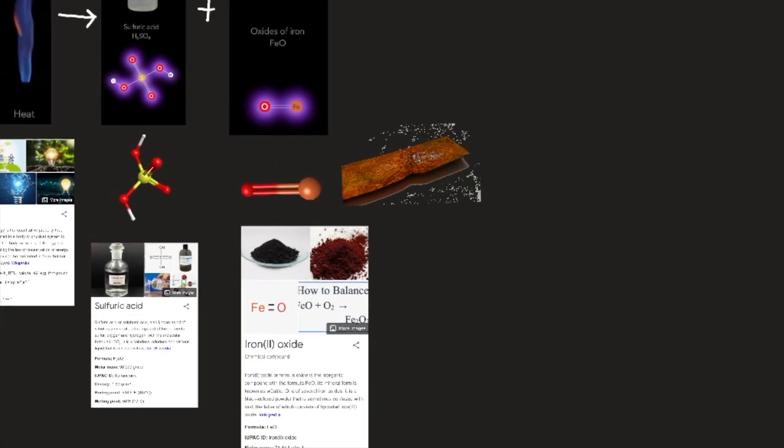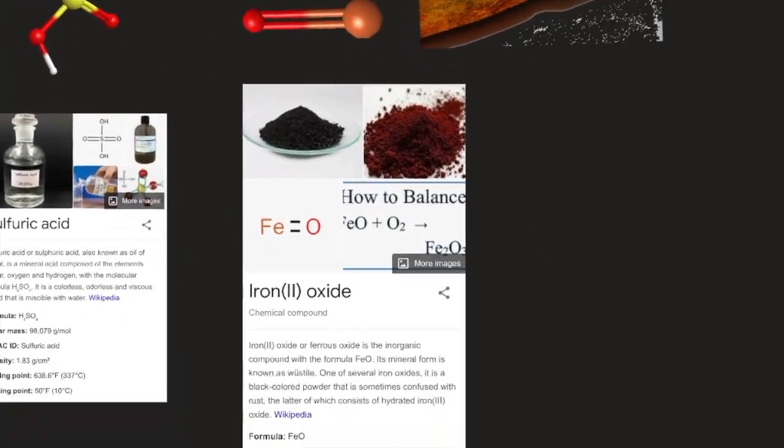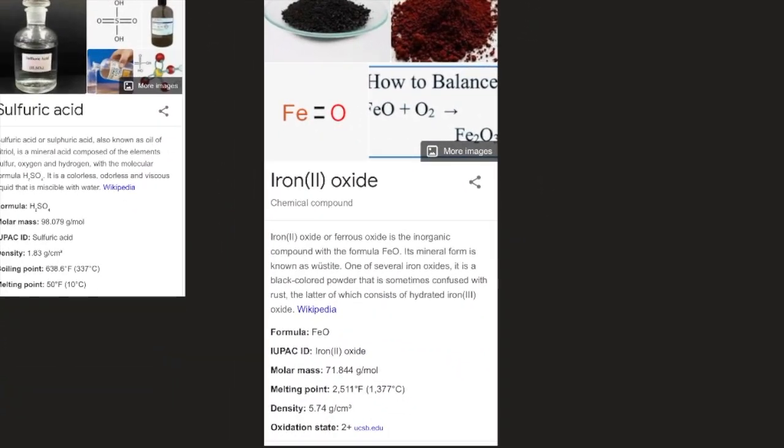And here we have iron oxide, which is one of the products of the reaction. Iron(II) oxide is a chemical compound. Iron(II) oxide, or ferrous oxide, is the inorganic compound with the formula FeO. Its mineral form is known as wüstite, one of several iron oxides. It is a black colored powder that is sometimes confused with rust, the latter of which consists of hydrated iron(III) oxide, according to Wikipedia.